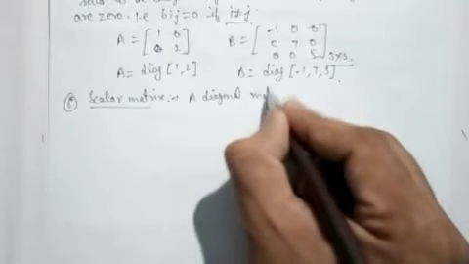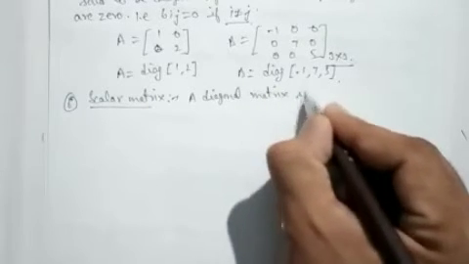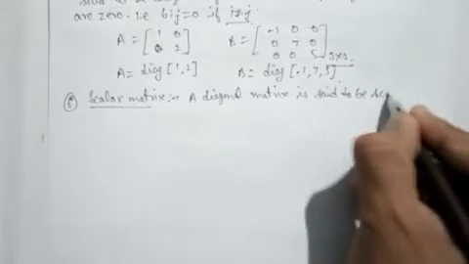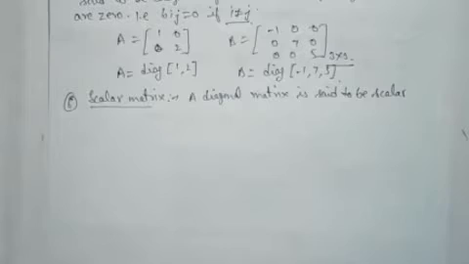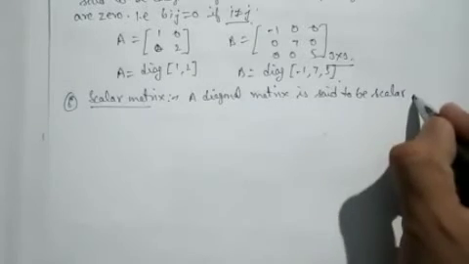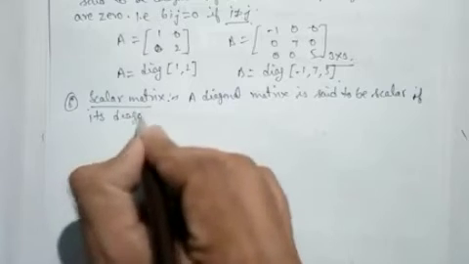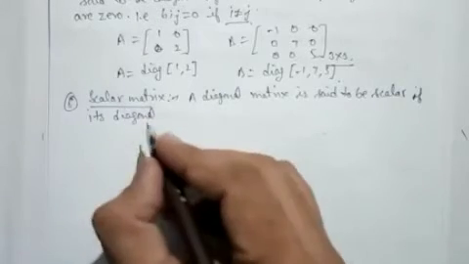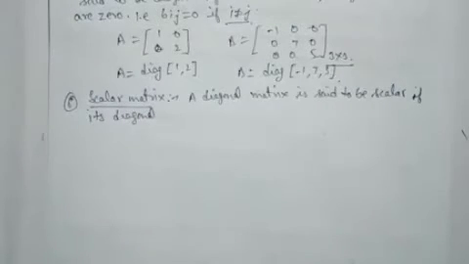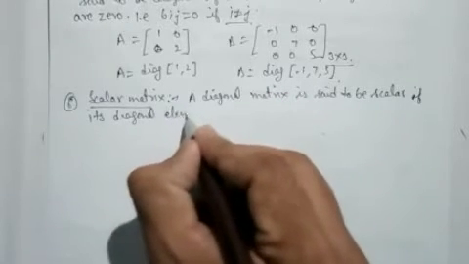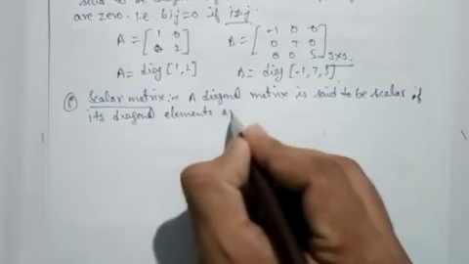A diagonal matrix is said to be scalar if its diagonal elements are equal.